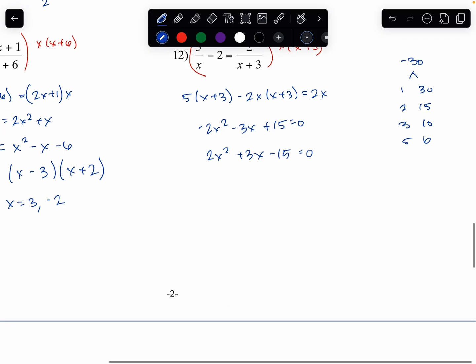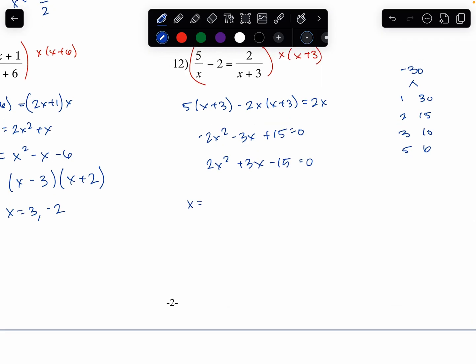Hoping that I have all my numbers right. So x will be equal to negative 3 plus or minus the square root of 9 minus 4 times a times c, all over 4. So that's going to be equal to negative 3 plus or minus, so 9 minus 4 times 2 times negative 15. So square root of 129 all over 4. Let's see if this actually works on my calculator. So plus the square root of 129 divided by 4.